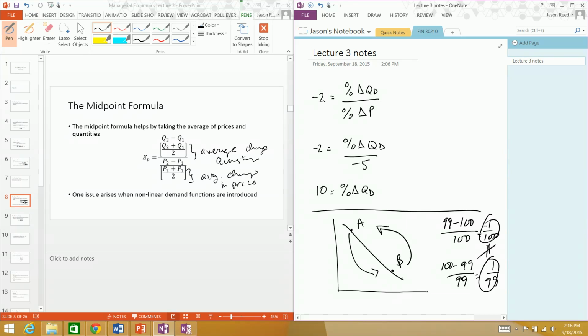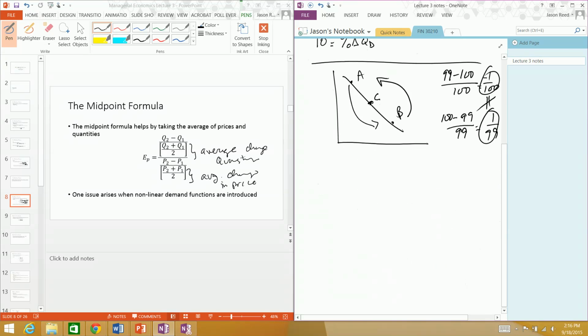So we want a better formula for this, and that's what the midpoint formula does. We are going to pick a point C, and this point C on this linear demand is going to be really good for us in order to understand where we're essentially at.